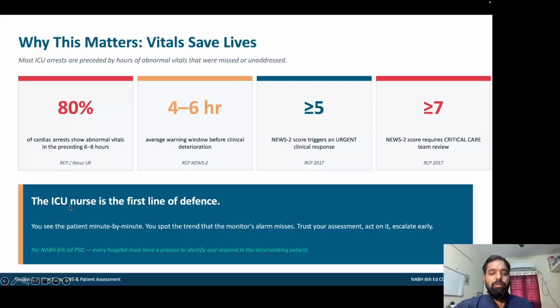So the ICU nurse is the first line of defense. You see the patients minute by minute. You spot the trend that the monitor alarm misses. Trust your assessment. Act on it. Escalate early. Every hospital must have a process to identify and respond to deteriorating patients as per the NABH 6th edition.